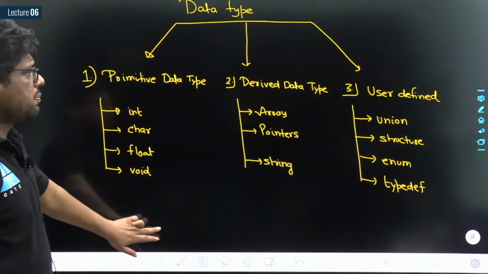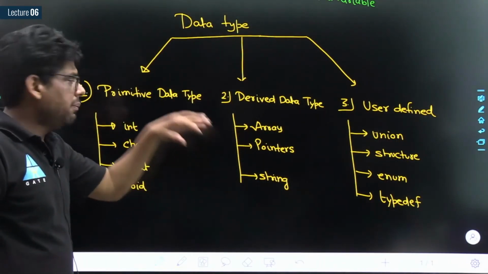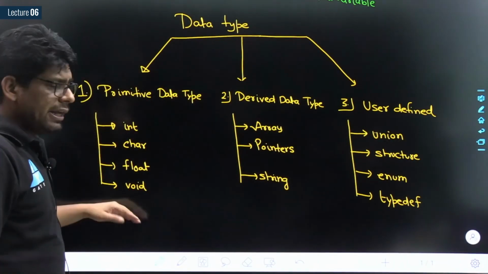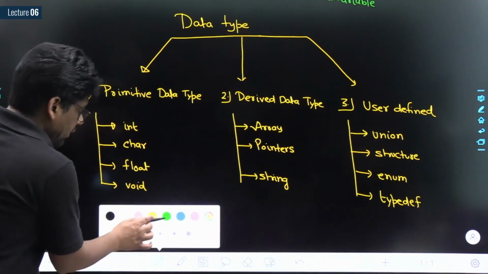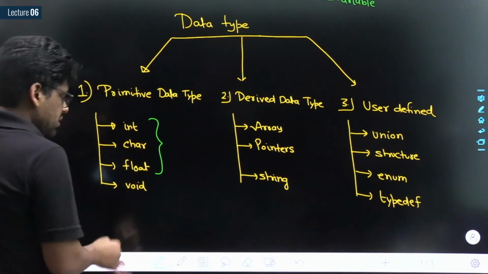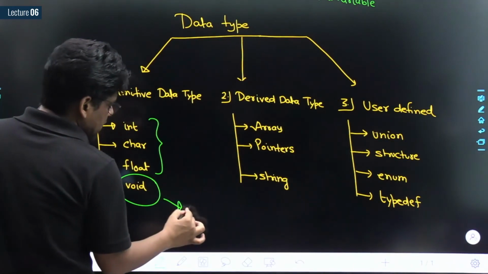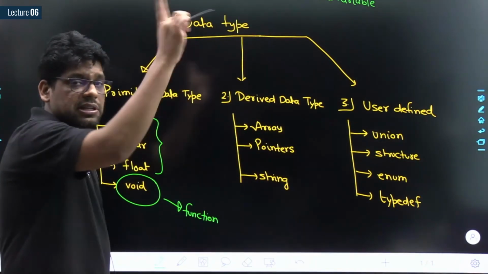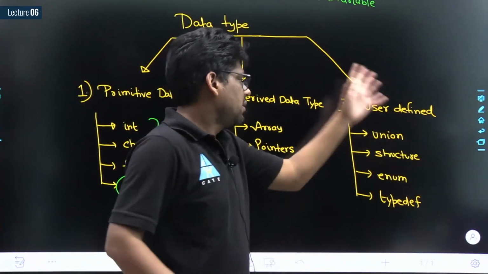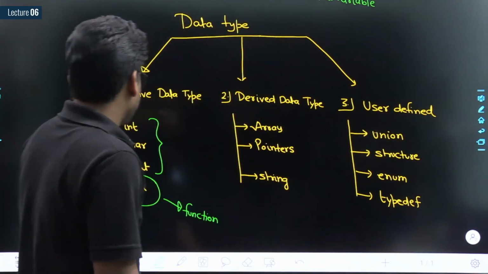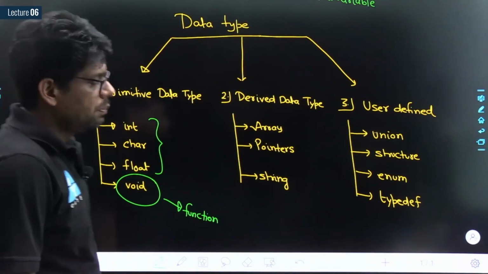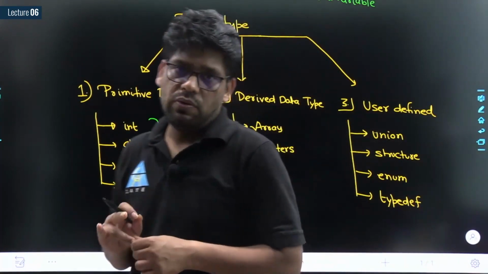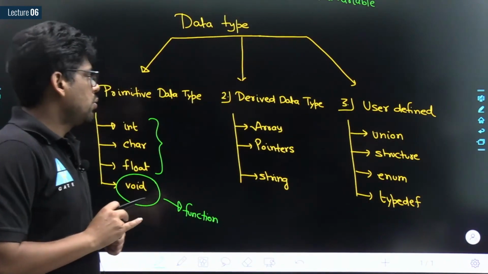So this is the broad classification of data type in three categories: primitive data type, derived data type, user-defined data type. Within primitive data type, int, char, float, and even we are worried only about this. This void we will discuss in functions. So don't worry about that. What about this? We will discuss these categories in the coming chapters. I hope from a classification point of view, you get to know everything over here.